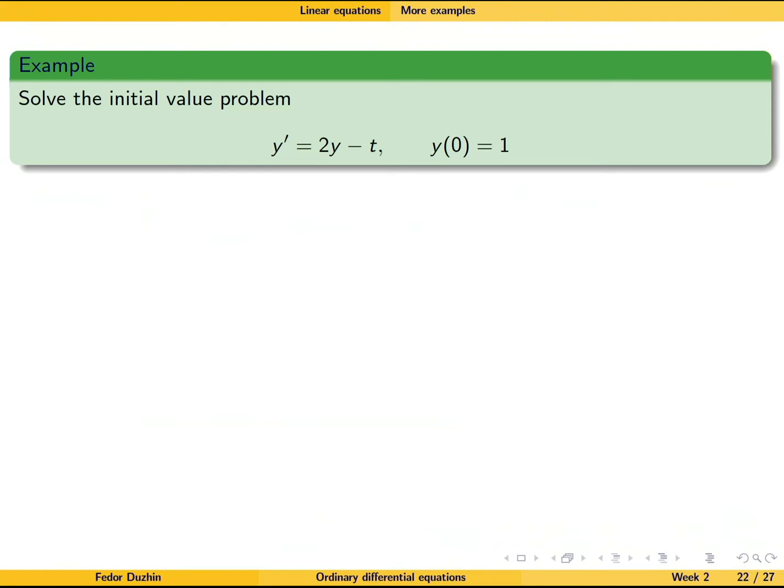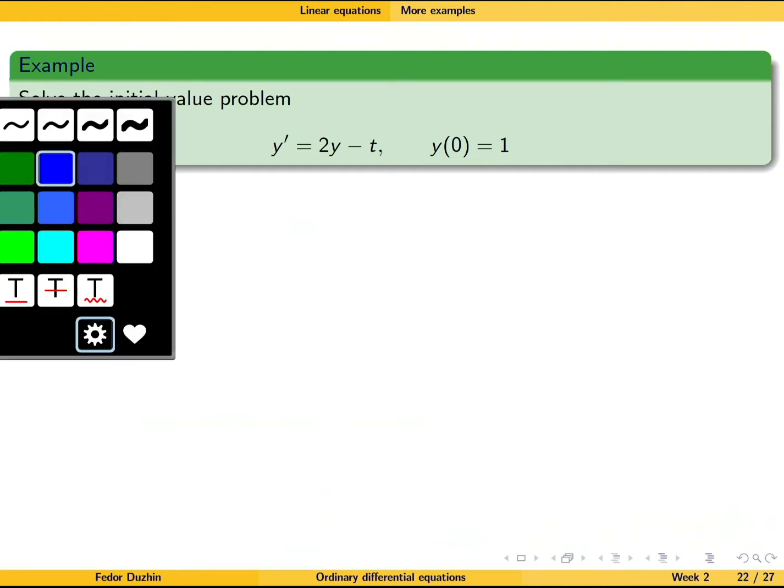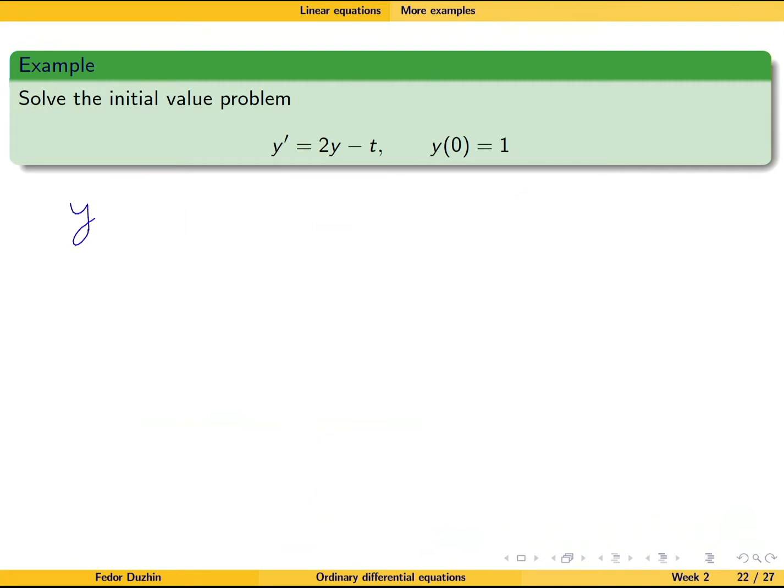Now let's go through a couple of examples of the initial value problem. The first step here is to rewrite this differential equation in the right form, where the left-hand side contains both y prime and y. So the left-hand side is y prime minus 2y equals minus t.